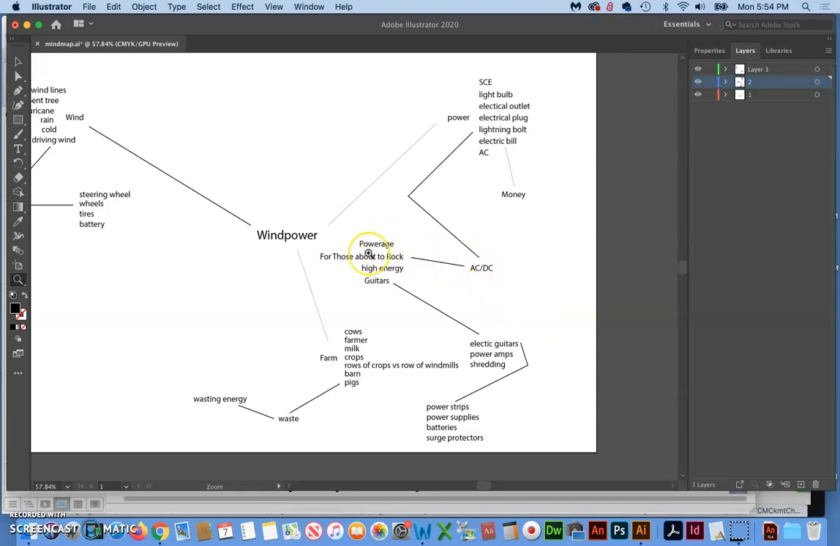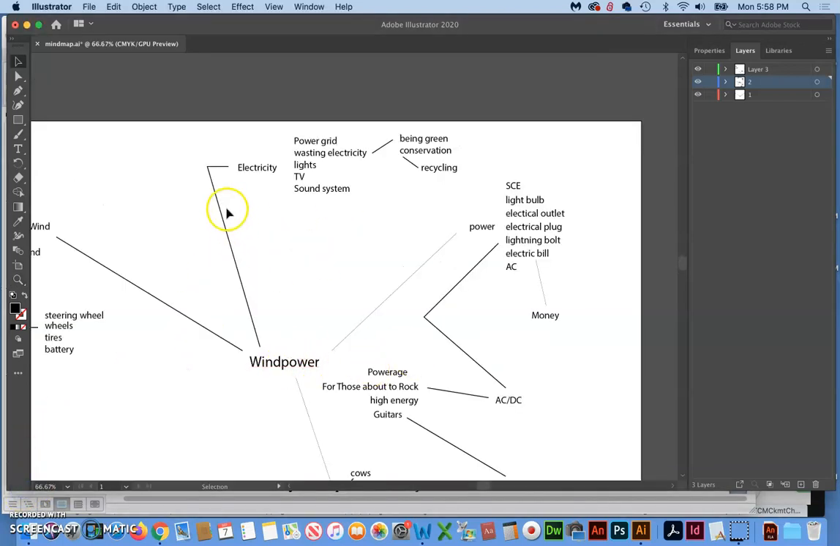And I thought they had an album called Power Age, one called For Those About to Rock, High Energy, Guitars. And then off of guitars, I put electric guitars, power amps, shredding. And then off of electric guitars, I put power strips, power supplies, batteries, surge protectors. And some of the things relate back to wind power and electricity.